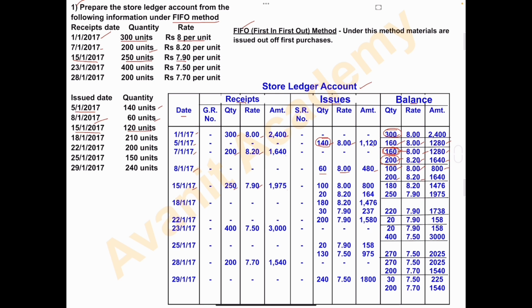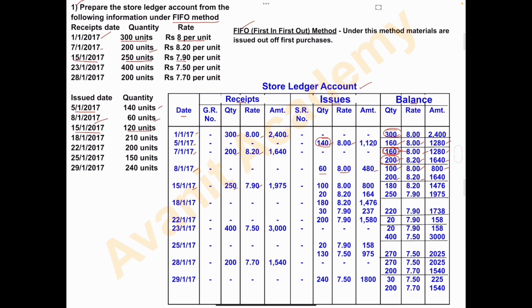So how you will issue this 120 units? Directly you should not write 120 units. Okay, you have to see the balance. In balance, you have to see which type of or which rate materials are available. According to that, you have to issue the material. Total how many units we have to issue? 120. See the balance. Okay, see the balance on 8th January.